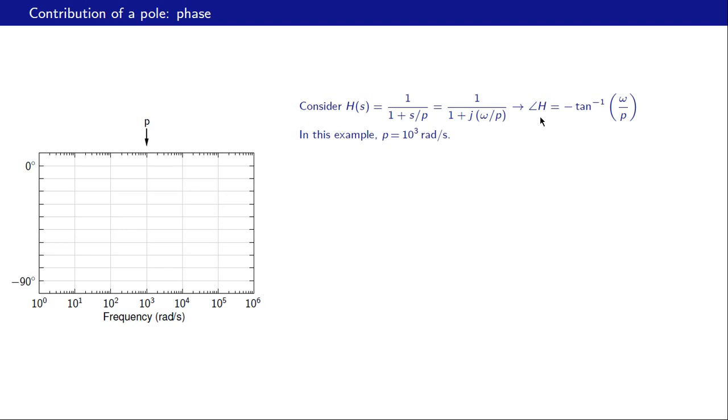The angle of h is given by minus tan inverse omega by p, and that follows from this equation here. And let us now see how to obtain the asymptotic Bode plot for the phase. Let us start with asymptote 1, which corresponds to omega much smaller than p, and by this what we mean is omega less than p by 10. This is our p by 10 is here, so we are talking about this range over here.